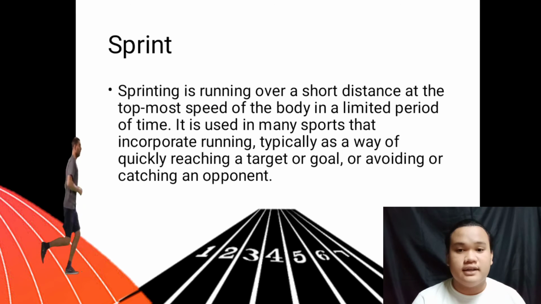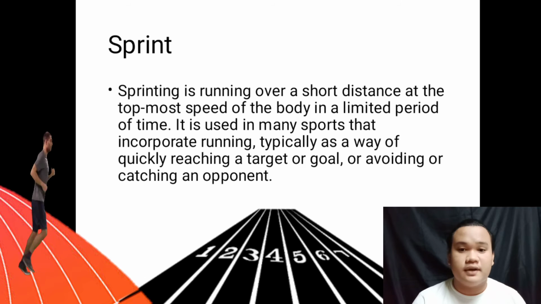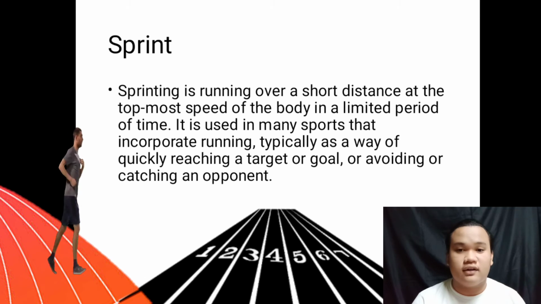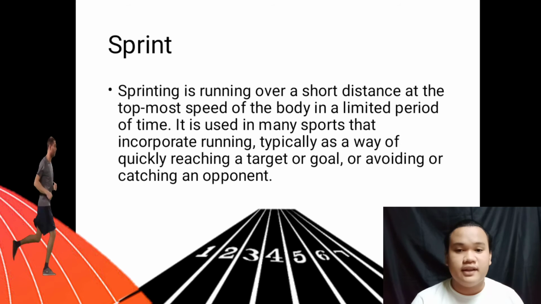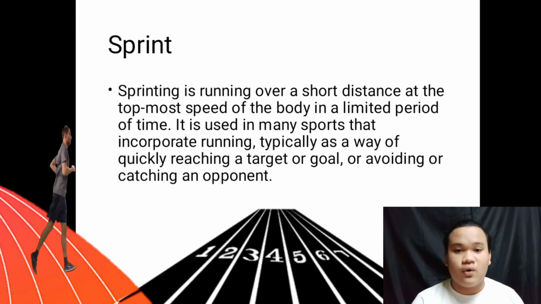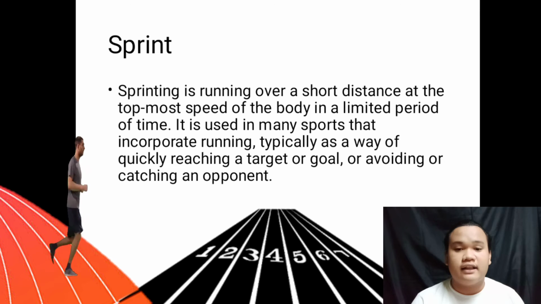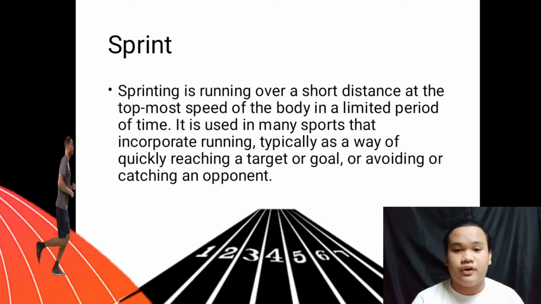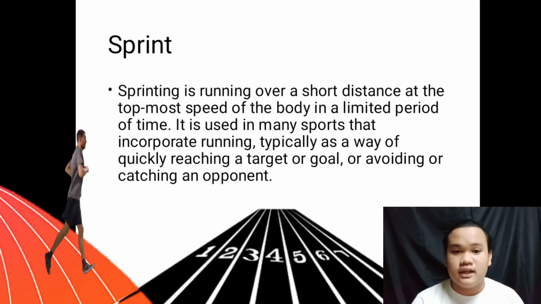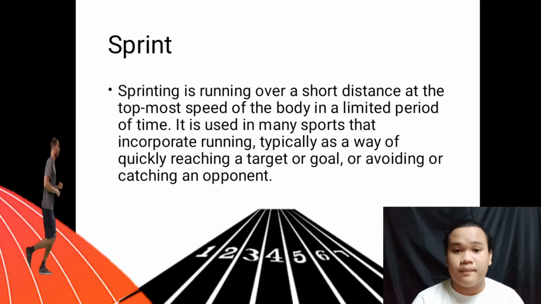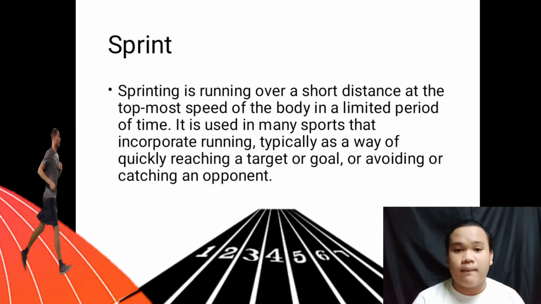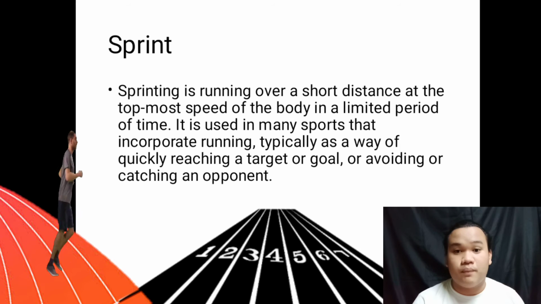Sprinting or the sprint, we have three types of sprint: the short distance, middle distance, and long distance. Sprinting is running over a short distance at the top speed of the body in a limited period of time. It is used in many sports that incorporate running, typically as a way of quickly reaching a target or goal, or avoiding or catching an opponent.